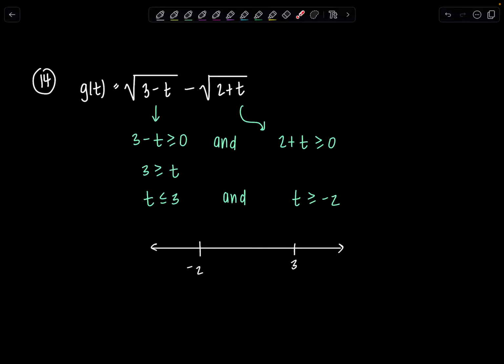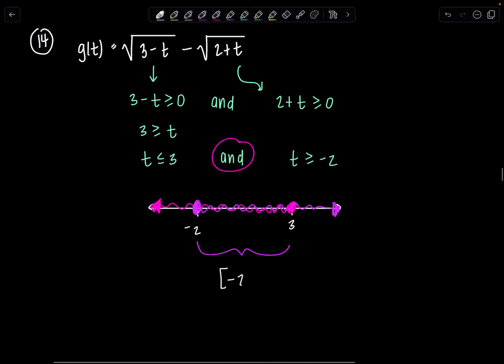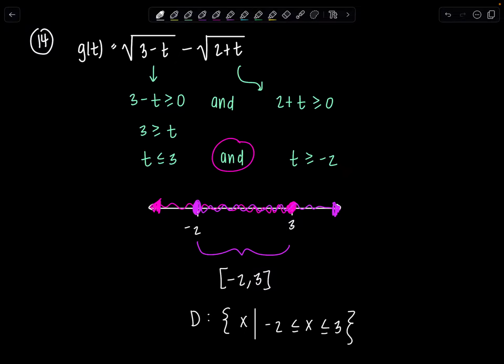Anyways, t is less than or equal to 3, so including 3, and t is greater than or equal to -2, this way. Where's the overlap? Again, in the middle. So from -2 to 3, that's the overlap. This is interval notation. Should you want to write set builder, x such that -2 is less than or equal to x is less than or equal to 3. Boom.